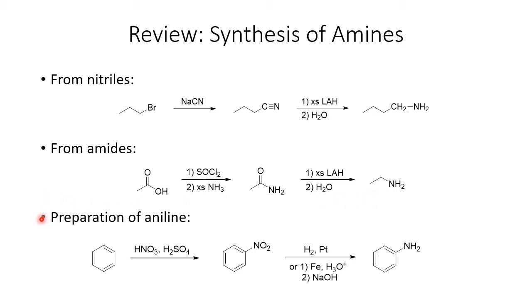And lastly, we learned how to prepare aniline back in our aromatic substitution reaction chapter. So starting with benzene, we can treat it with nitric acid conditions and do a nitration to put a nitro group. Then we can reduce the nitro group to an amine using hydrogenation or metal with hydronium followed by a base. So these are all reactions that we've learned in the past, but these are all ways to make amines.